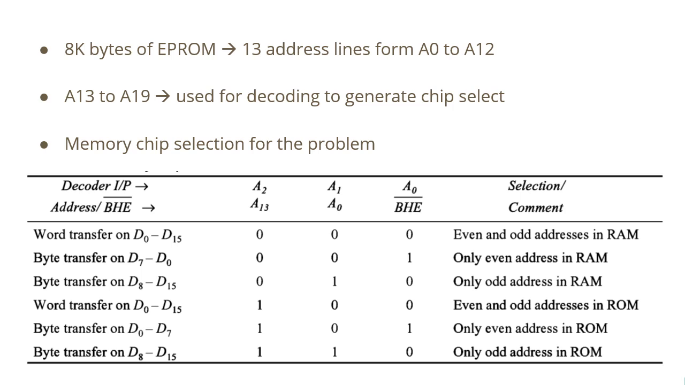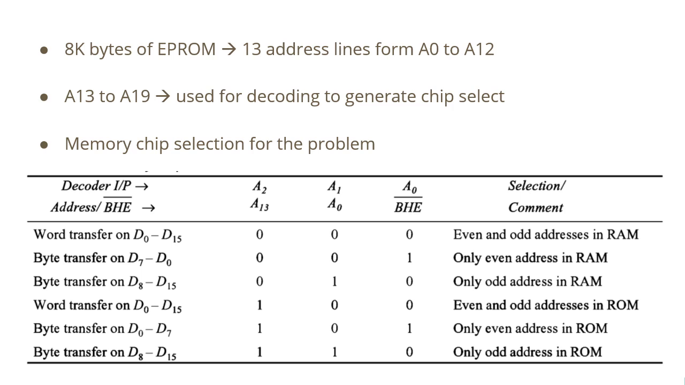So for the decoder circuit, which does the chip selection, we need three inputs. The first input is the A13 input, which is 0 if it is the RAM that has to be selected, and it is 1 if it is the ROM that has to be selected. The other two inputs for the decoder are A0 and BHE bar. A0 will be 0 if it is the even address that has to be selected, and BHE bar will be 0 if it is the odd address that has to be selected. So all these three inputs need to be given to the decoding circuit. Now let's see in detail about each of the different operations.